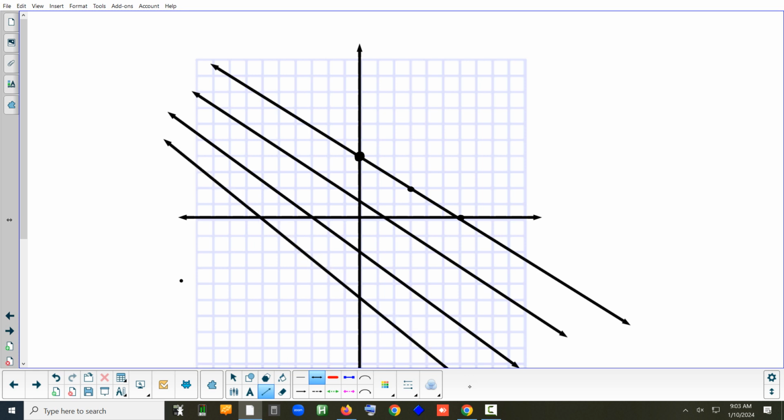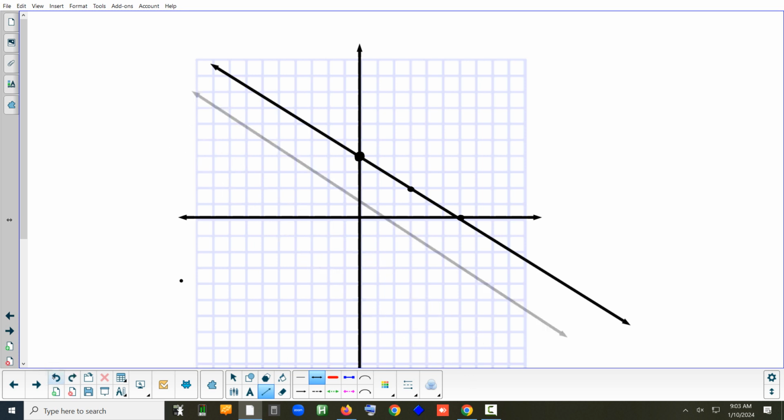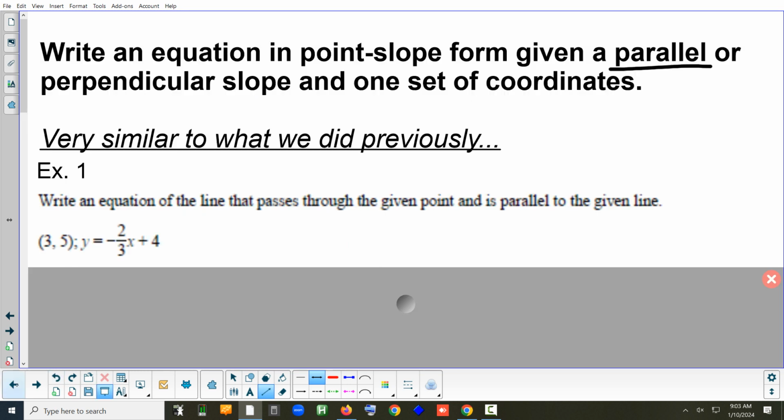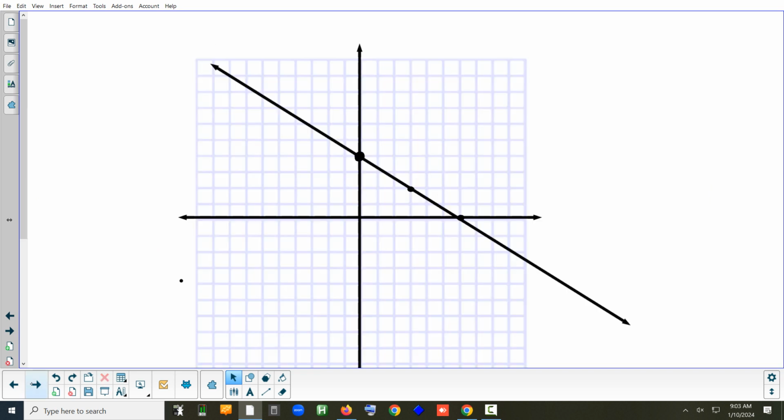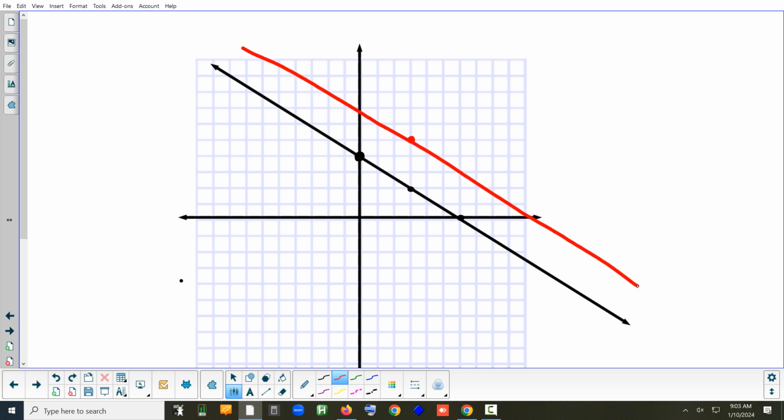There's lots of lines that are parallel to that one. But what's going to narrow down the answer is the line that I draw has to go through the point (3, 5). All right. So my new line that I'm going to figure out right now, 1, 2, 3, 1, 2, 3, 4, 5. It has to go through that point. Okay, so it's got to look something kind of like that. Right, so I got to figure out the equation of the red line.